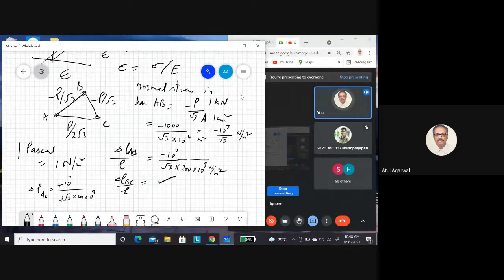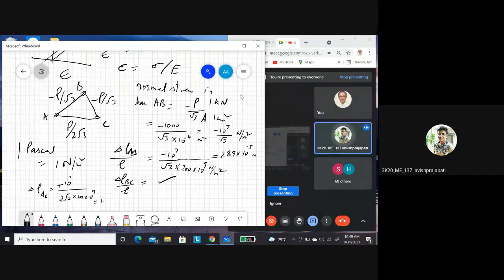Okay. So what is this value? If you check it out, in the AB one it is 2.89 into 10 power minus 5. Just a second, how much is it? 2.89 into 10 power minus 5. So this is your change in length in meters. So here it will be basically further half of that, 1.44 into 10 power minus 5. So you get all the changes in length.